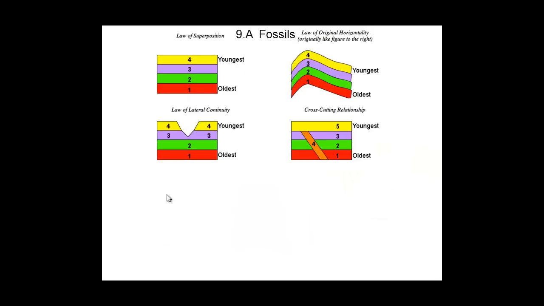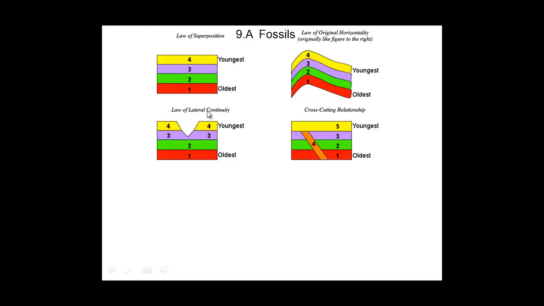Here's some things I show my earth science kids when I teach earth science. Law of superposition, youngest rock is always put on top. The law of original horizontality, if you see the rock not being horizontal, the stresses that made it not horizontal happened after the rock was made because the rock was put down horizontally.